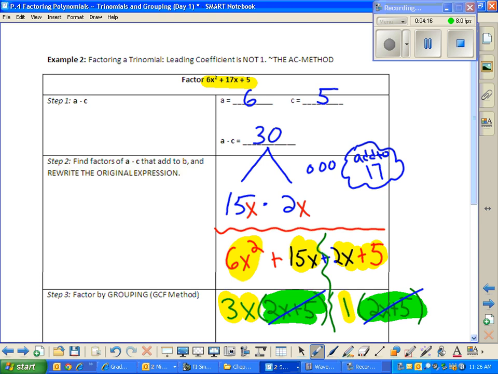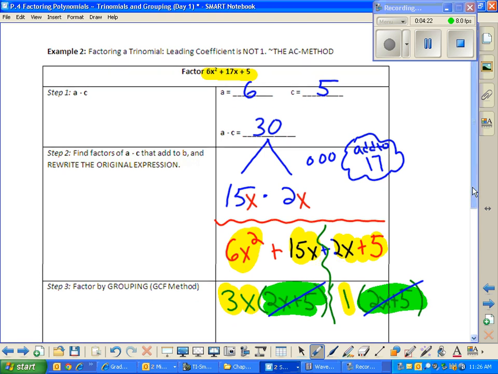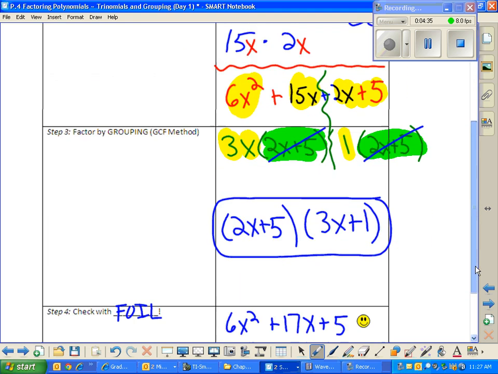Do you see what I highlighted in green right there? They're identical. That has to happen. So I have an identical set of parentheses, which now behaves much like a greatest common factor again. 2x plus 5 is now a common factor in 2 larger terms. So I do the GCF method again. Bring down my 2x plus 5, and do you see how I just crossed them off? And then I wrote down what I had left over. 3x plus 1 is what you have left over.